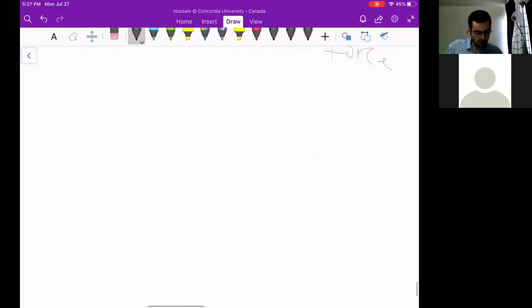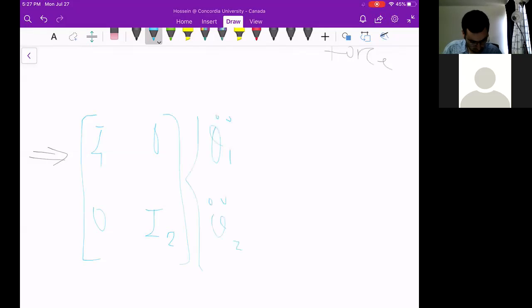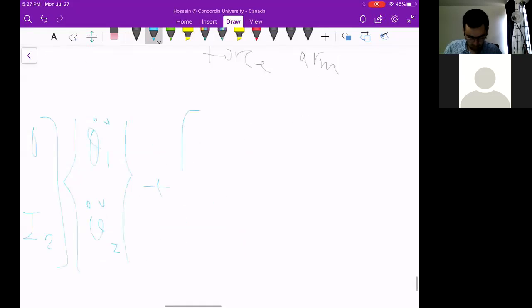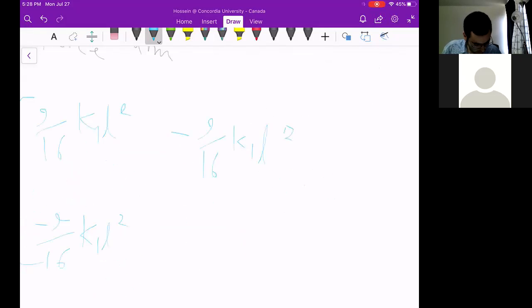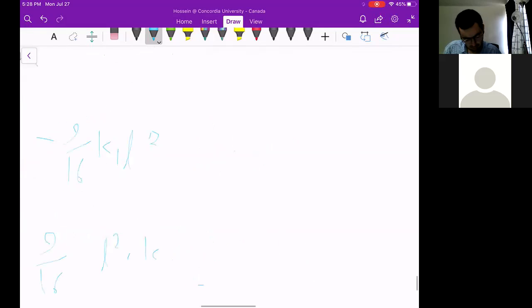If you write the equation of motion in matrix format, you will have I1 0 0 I2 times theta double dot 1 theta double dot 2, plus the matrix with 9 over 16 K1 L squared, minus 9 over 16 K1 L squared, minus 9 over 16 K1 L squared, and 9 over 16 K1 L squared plus K2 L squared over 4, times theta 1 theta 2, equal to 0.